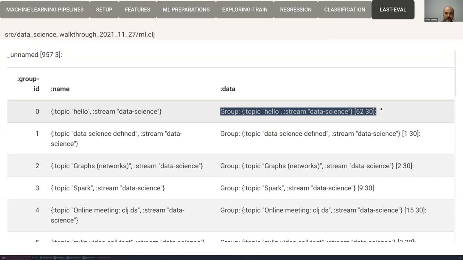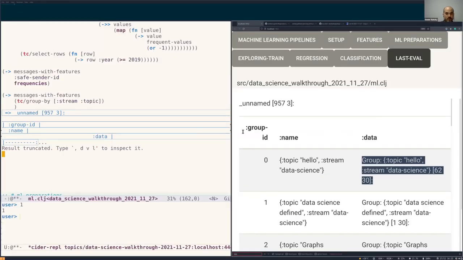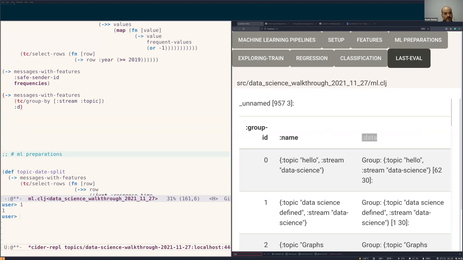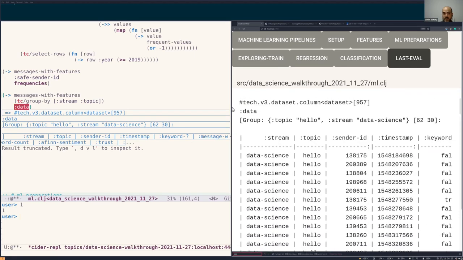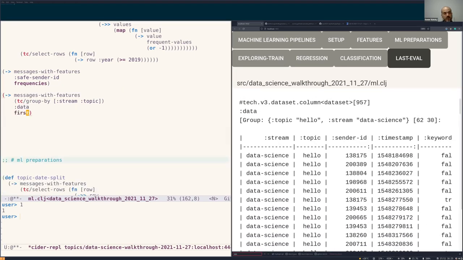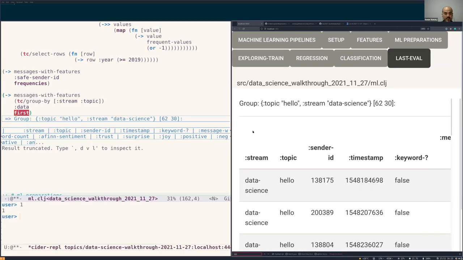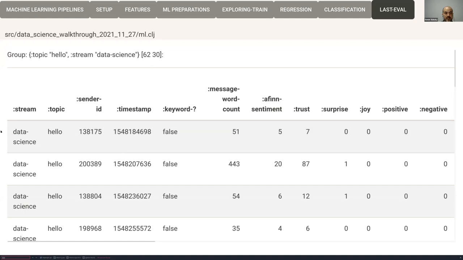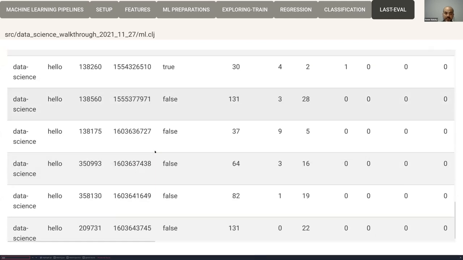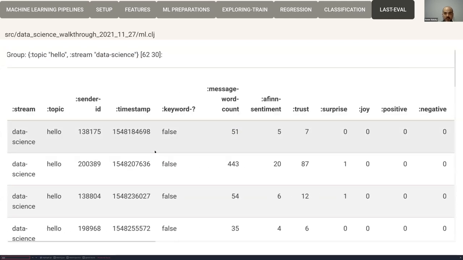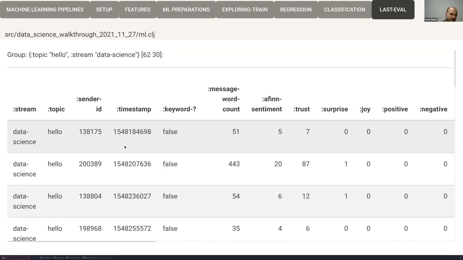And it is a nice tablecloth notion, this idea of grouping. So we can take the data column, which has those groups. So this data column is just a sequence of data sets for all the specific groups. And we'll take just the first one. So the first one here is the hello topic under the data science stream. And you see it has all those messages which were just in this topic, right? And this topic is kind of special because that is where people are introducing themselves for the first time. So maybe it's not a typical conversation.